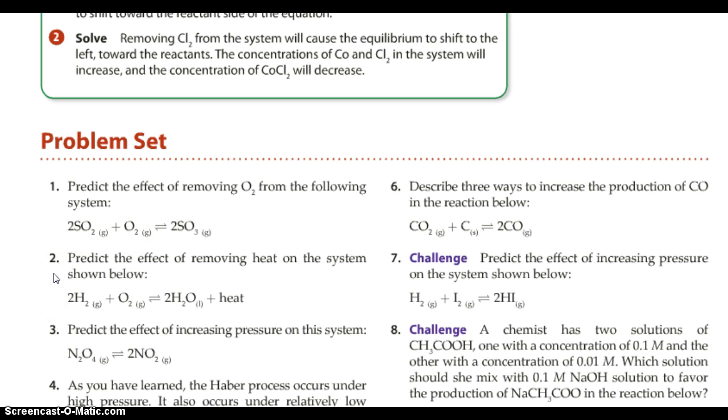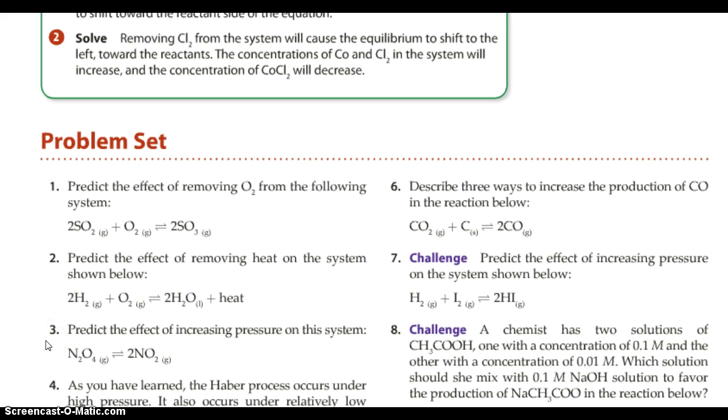Number 2, predict the effect of removing heat on the system shown below. So we took away heat, we have less heat. Answer is, we need to make more heat, so it will go to the right and make more of the products.